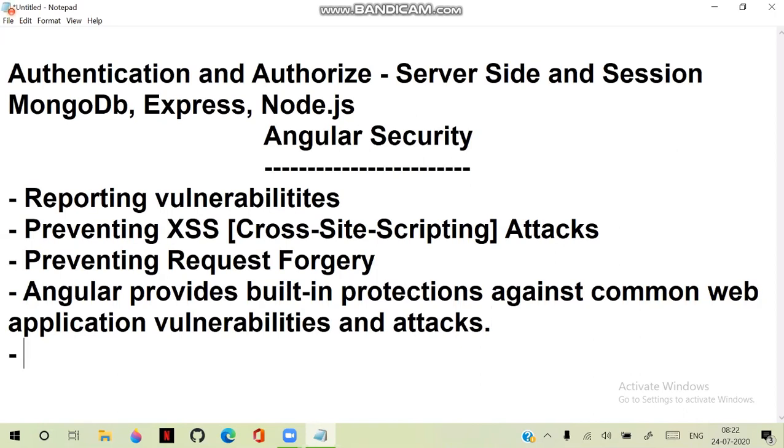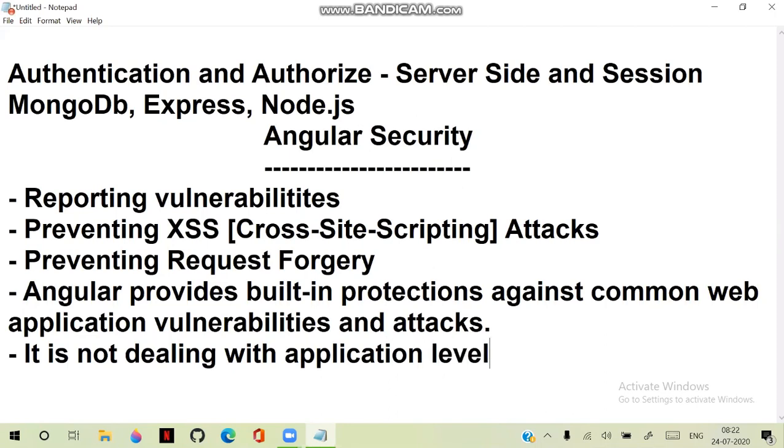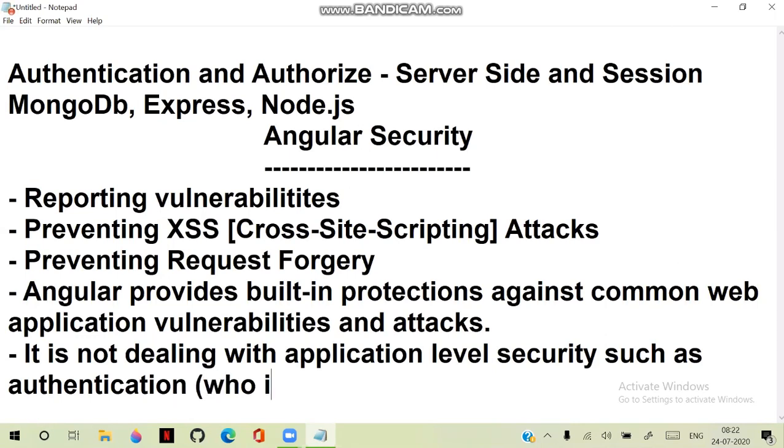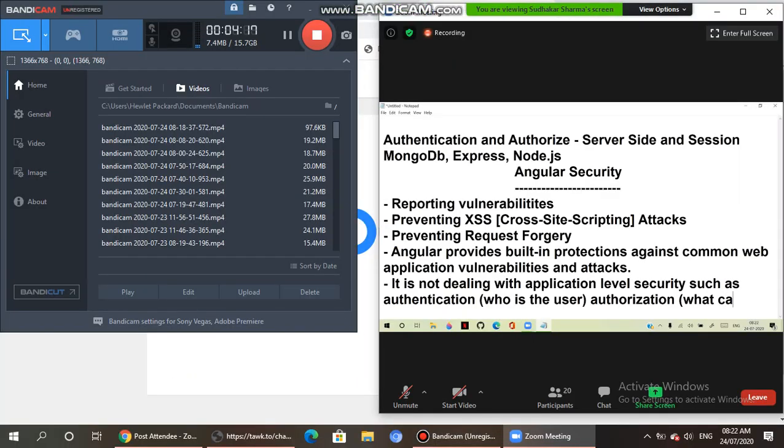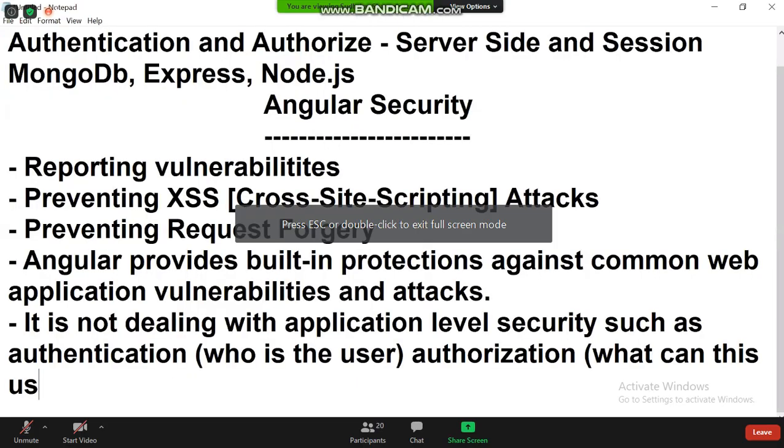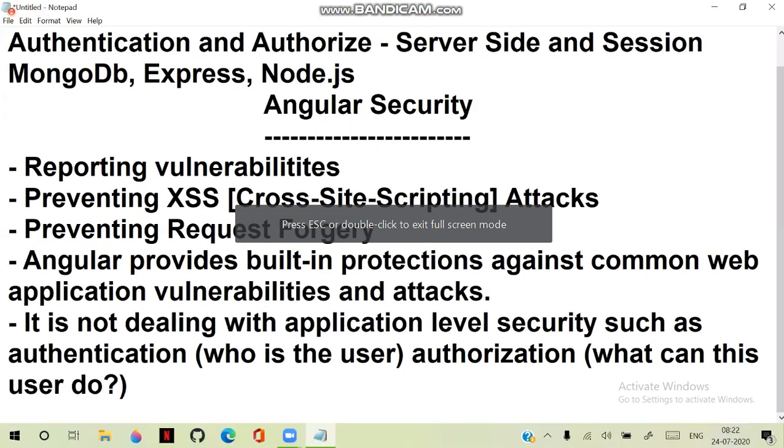Important, it is not dealing with application level security, such as authentication. That means who is the user. Authorization means what can this user do. It is not about that.